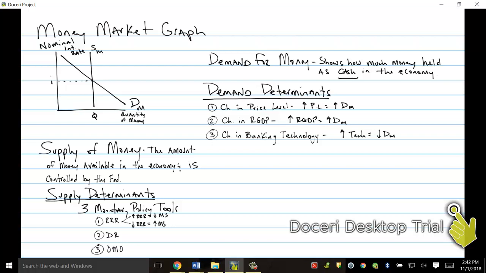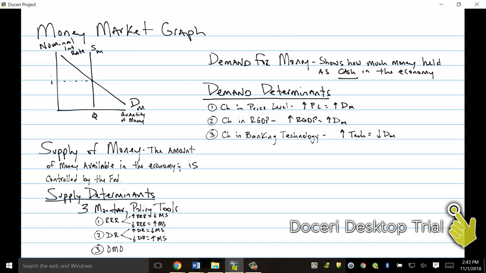Next, discount rate. Again, two options. We can increase the discount rate, and that causes a decrease in the money supply, or we can decrease the discount rate, and that causes an increase in the money supply. So you can see in all of these scenarios with these determinants, the change in the rate is inversely related to the change in the money supply.